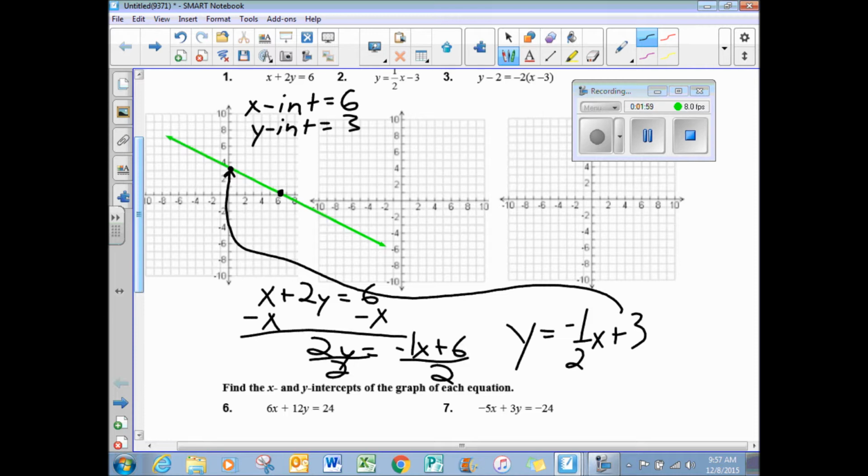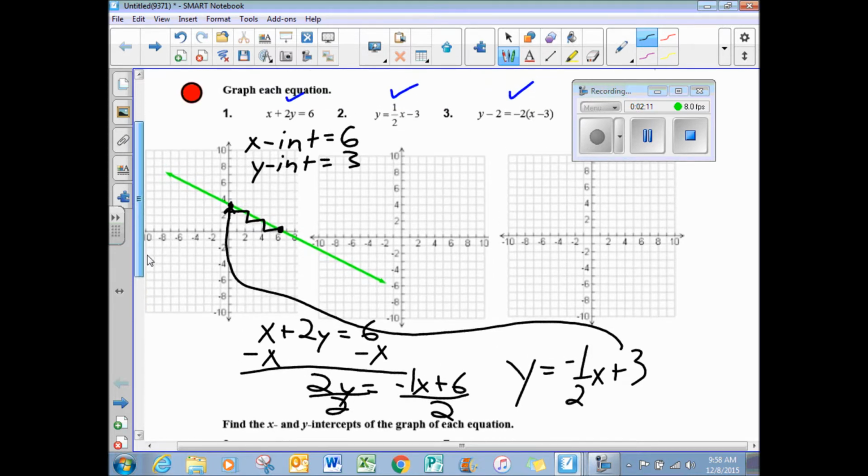So then if I graph my y-intercept of 3, it's already there. And if I rise negative 1, run 2, there I am in the line, negative 1, 2, negative 1, 2. Wow. So it's the exact same line, just a different way to cross it. Good job. Please hold your applause, Aaliyah.